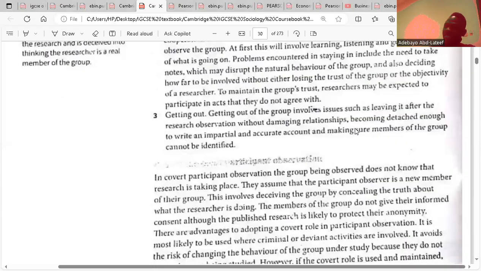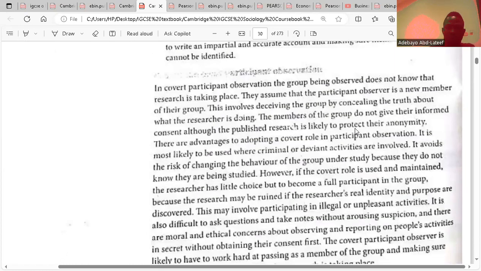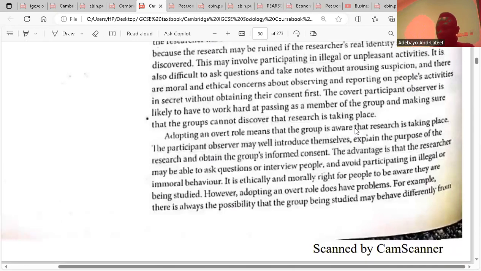Getting out is when the researcher or the observer is leaving the group. But when you are leaving the group, you must not destroy the relationship. You must not damage the relationship you've created with the group. And you must be objective and impartial with your accounts. So whatever information you have to write, you must not be partial about it. And there must be accurate accounts. And you must, at the end of it all, keep the identity of members. Is it clear? Now, we'll go to covert and overt participant observation.